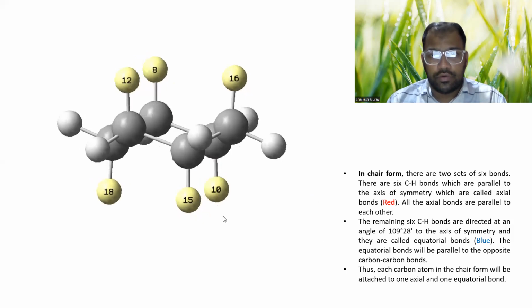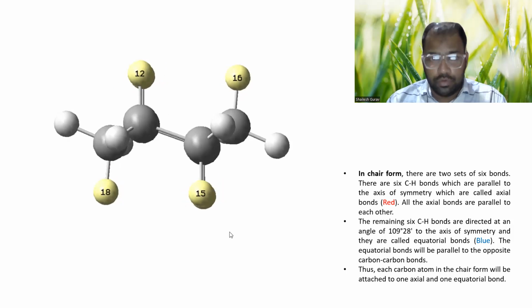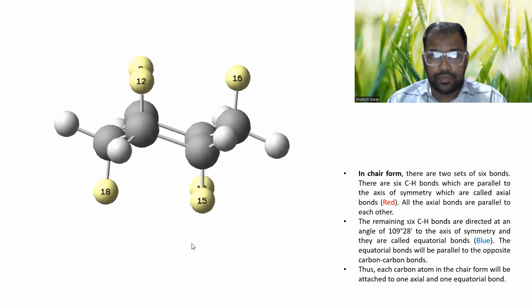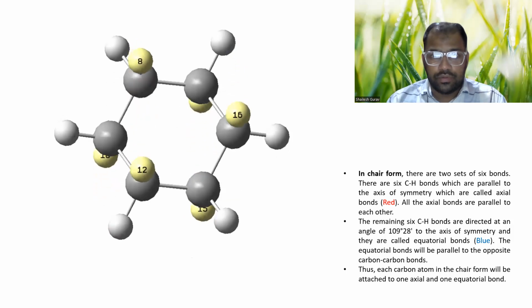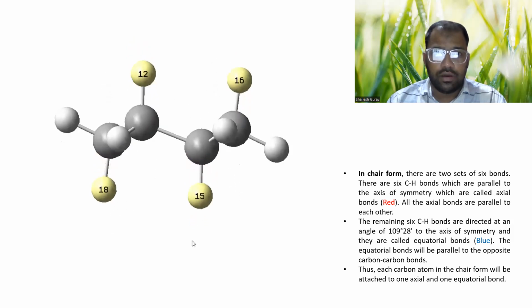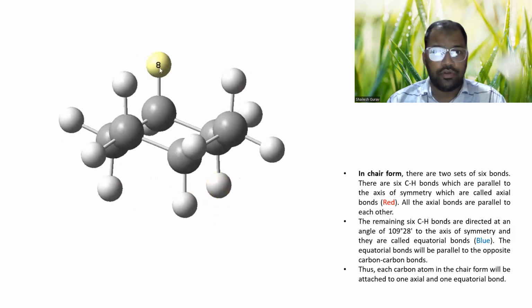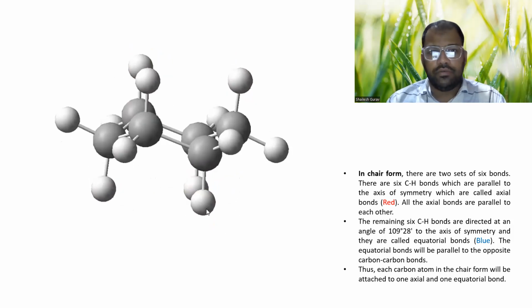If I rotate this molecule, then we will get a clear idea about the presentation of this molecule. There are a total of six axial atoms, three on the top side and three on the bottom side. If I keep the molecule like this, then we will try to understand which are the equatorial ones.